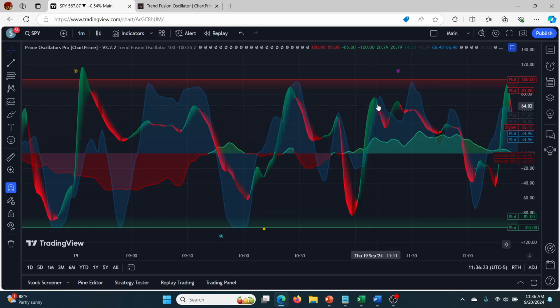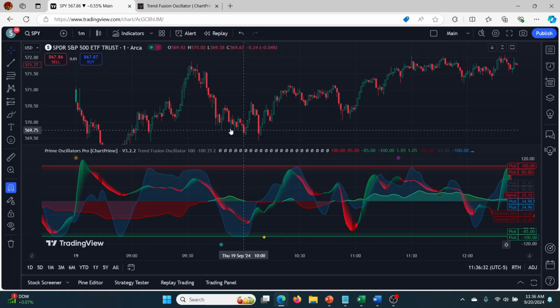And so this is the Trend Fusion oscillator on the charts, a SPY 1 minute chart. Let's look and see what the price action is actually doing with some of this. Let's just pick a point at random, say right here.